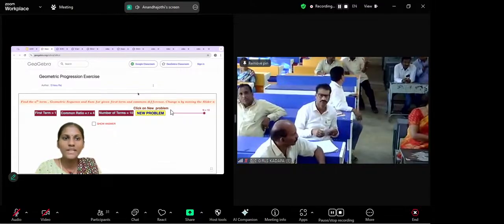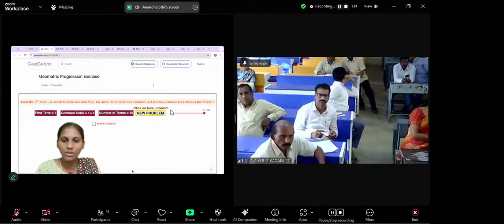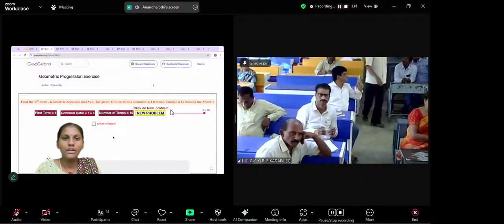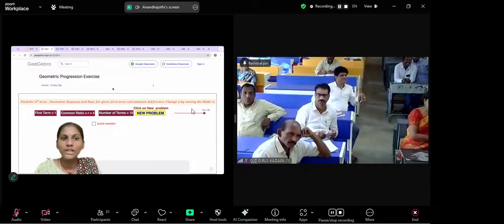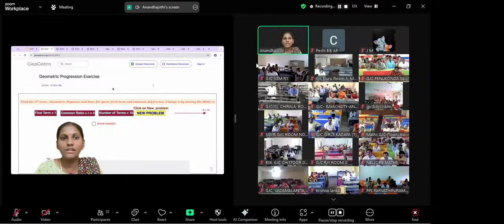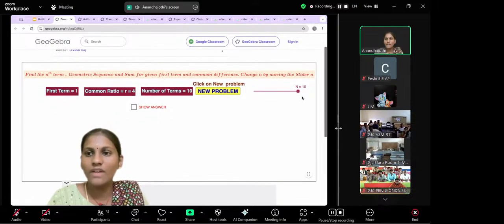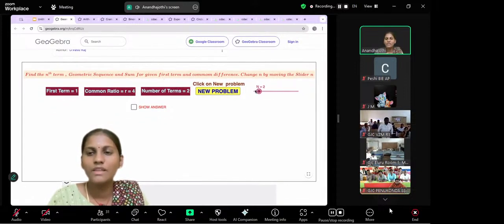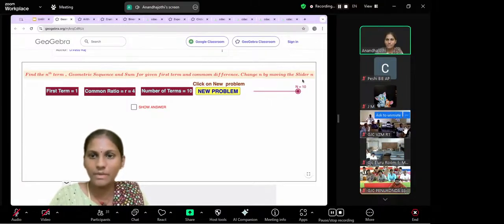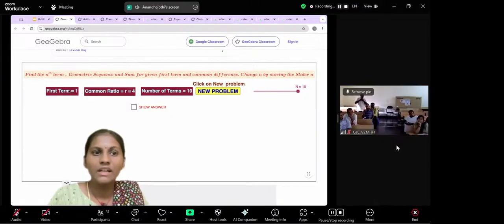So now you guys are able to see the simulation or not? Yes, ma'am. Okay. So here it is a geometric progression exercise, right? Here also we can vary the number of elements from 1 to 10. I keep the maximum number as 4. And here we can vary the first term and common ratio by clicking new problem. It can vary, right?